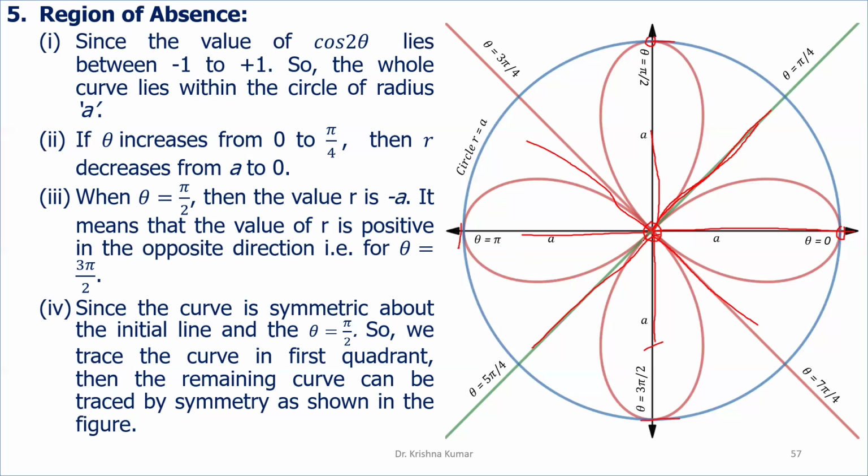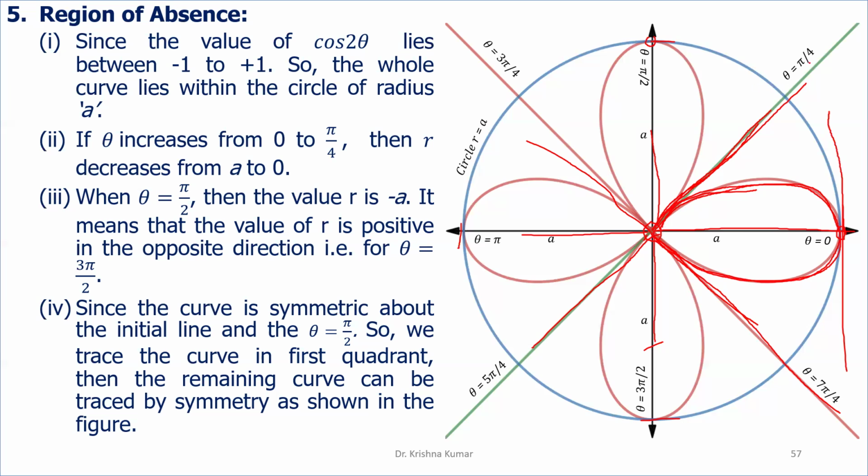Okay, this is the tangent at this point, and this is the tangent at this point. So how do we get the first loop? This is the first loop. Since the curve is symmetric about the initial line, if we draw only the first part, we are able to draw the second part. Right? The curve is symmetric about the initial line. Again, this is the first part.